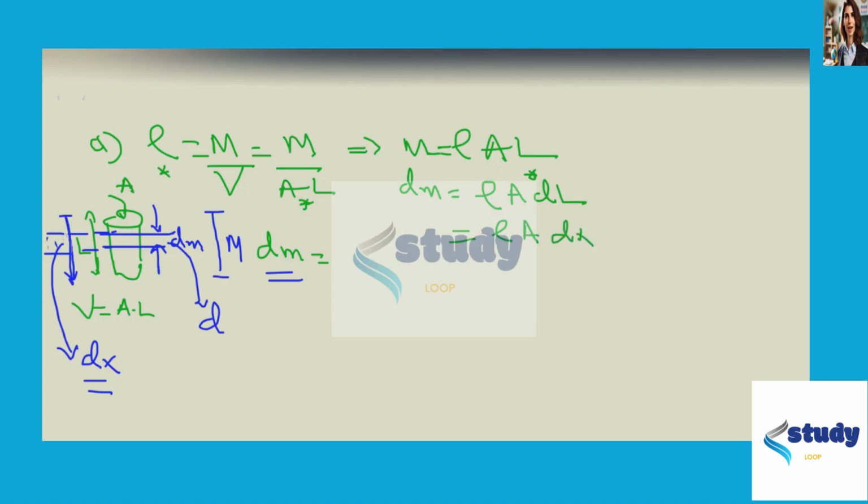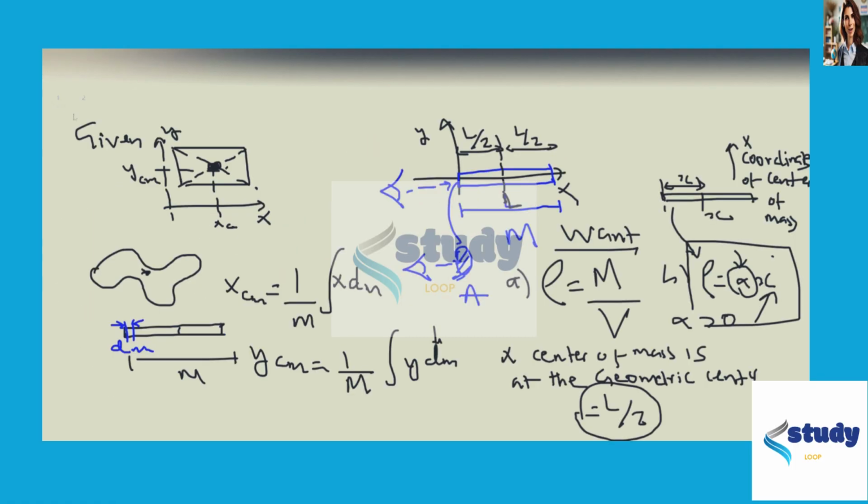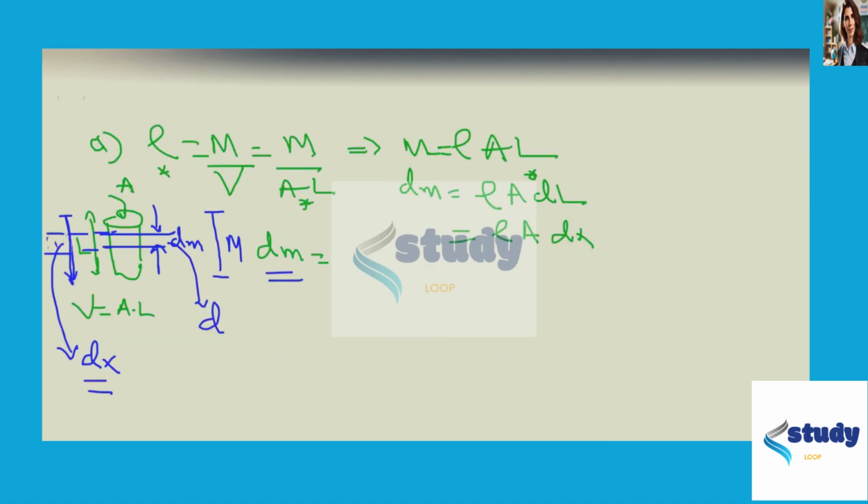dx. And the reason why we're using dx is because if you go back to the formulas that were given, we have x and y. So we want to be consistent in that instead of using L. So we'll just switch it to dx. So our dm becomes rho a dx, like that.